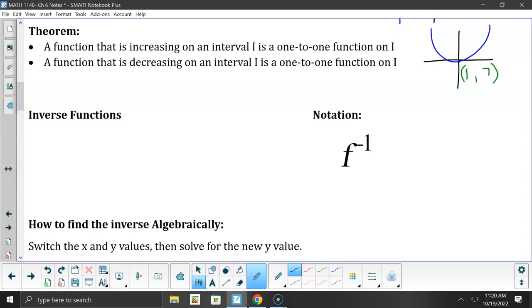Yeah, so it's a reflection over the line y equals x, and that's why we flip x and y when we're solving algebraically. So it is a reflection over y equals x, and that is why we switch x and y values. All right. Inverse functions also undo each other.